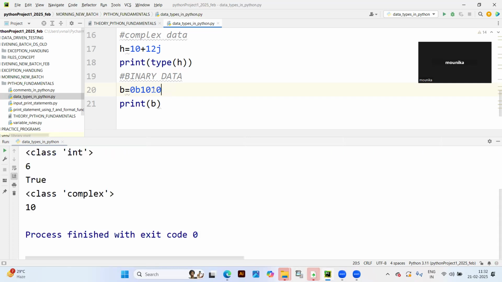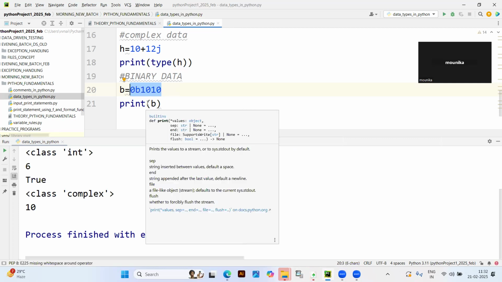Which means that this is the symbolic notation to define binary data at a hardware level through programming.